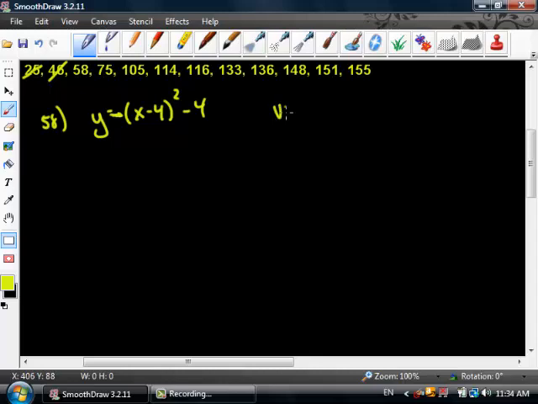Okay, so my vertex here, it's already in vertex form, so we don't need to convert anything. It's going to be 4, negative 4. I'm going to pump that into a chart. 4, negative 4. Plug 0 in because it's easy.